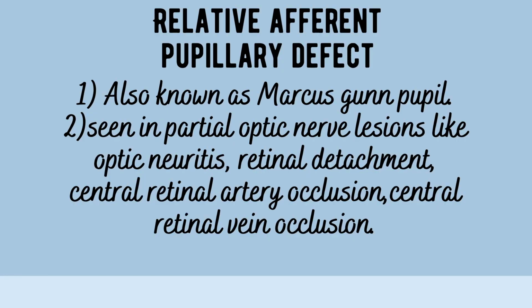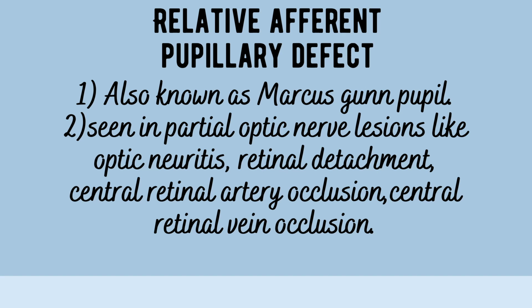Now next is relative afferent pupillary defect. We have discussed total afferent pupillary defect in the previous slides. Now we are discussing relative afferent pupillary defect. It is also called Marcus Gunn pupil, and it is seen in partial optic nerve lesions like optic neuritis, retinal detachment, central retinal artery occlusion, and central retinal vein occlusion. All these are partial optic nerve lesions. They won't affect the optic nerve completely.